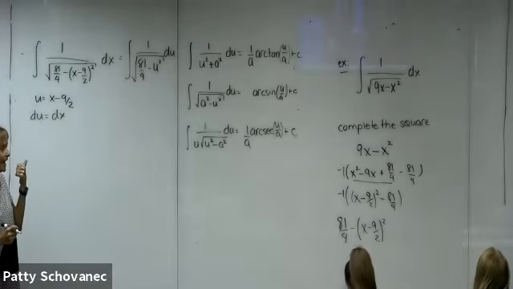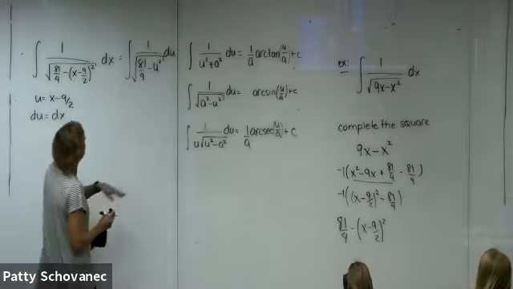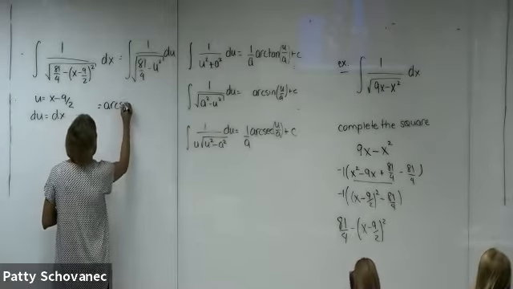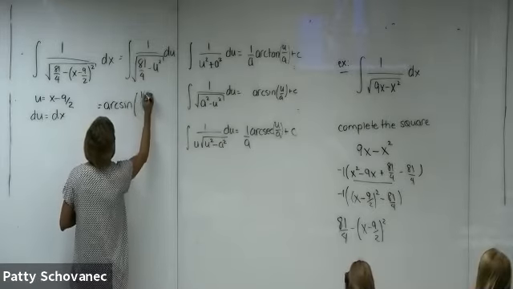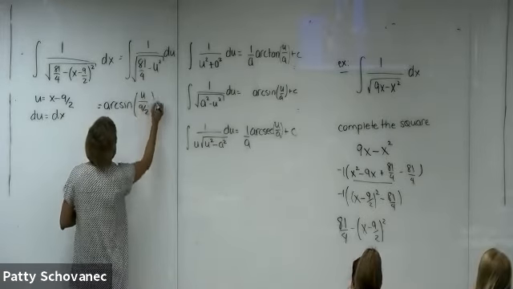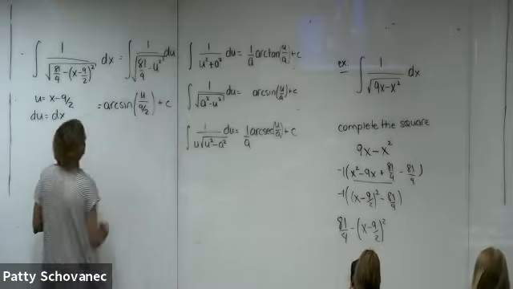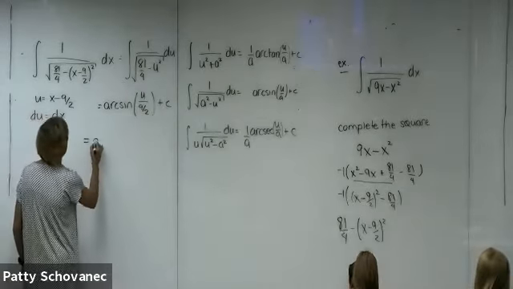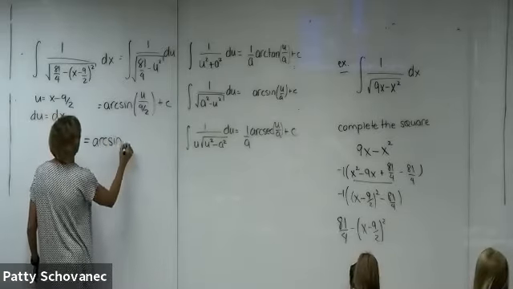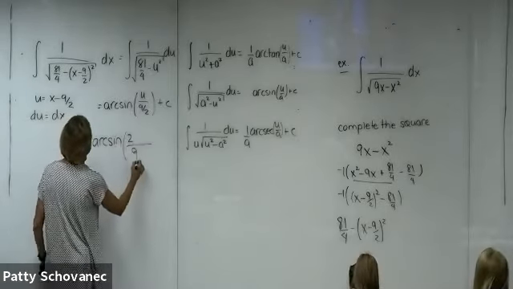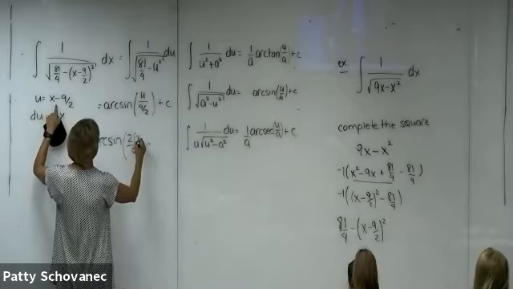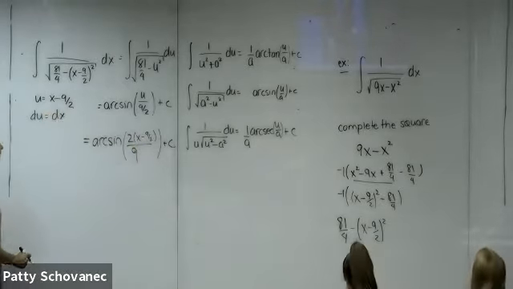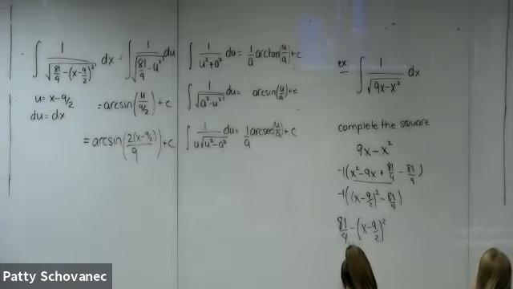So the a here is 9 halves. I don't have a 1 over a for an arc sine, I just have an arc sine. In this case, it's going to be arc sine of u over a, plus c. Dividing by 9 halves is the same as multiplying by 2/9. And my u is x minus 9 halves. You can send the 2 through the parentheses and then you don't have to worry about fractions in there.